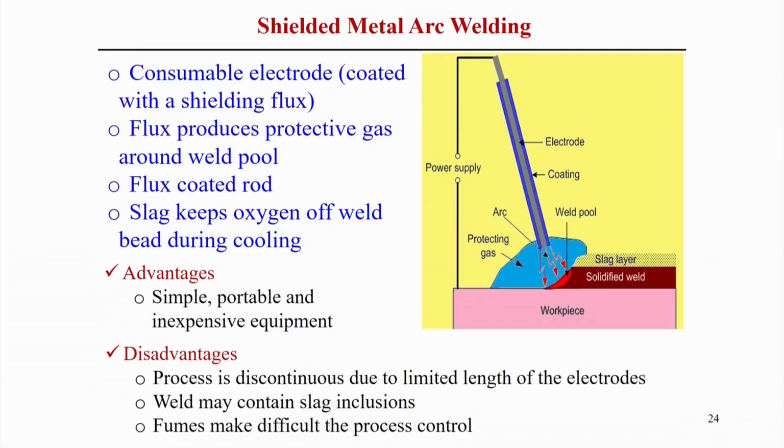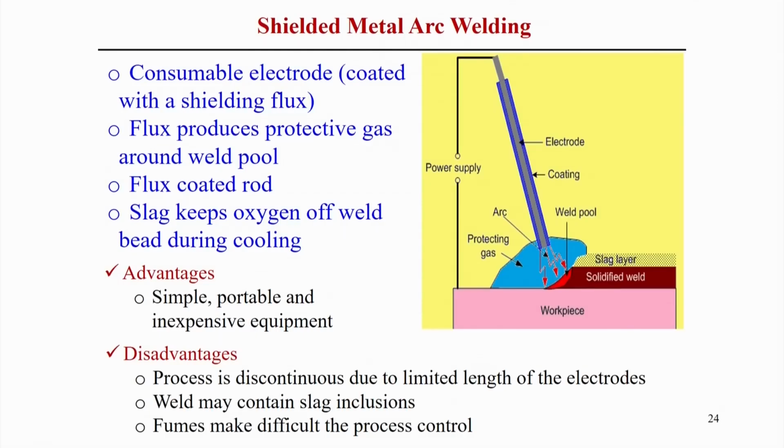But if you look into the limitations or disadvantages of this process, it is a discontinuous process, because the length of the electrode is limited. So, there is no continuous supply of the electrode. Once the length of the electrode is over, the process is discontinued, and we need to feed another electrode and then we can continue the process. So, that is one limitation.